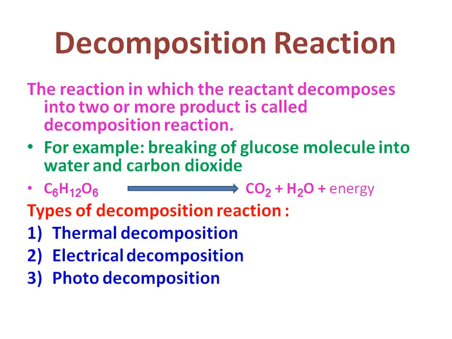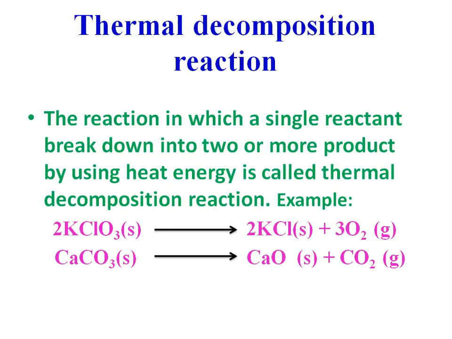So let's talk about thermal decomposition. The reaction in which a single reactant breaks down into 2 or more products by using heat energy is called thermal decomposition. For example, if we heat calcium carbonate, it breaks down into 2 products, calcium oxide and carbon dioxide gas, which is evolved in this reaction. So this is thermal decomposition.